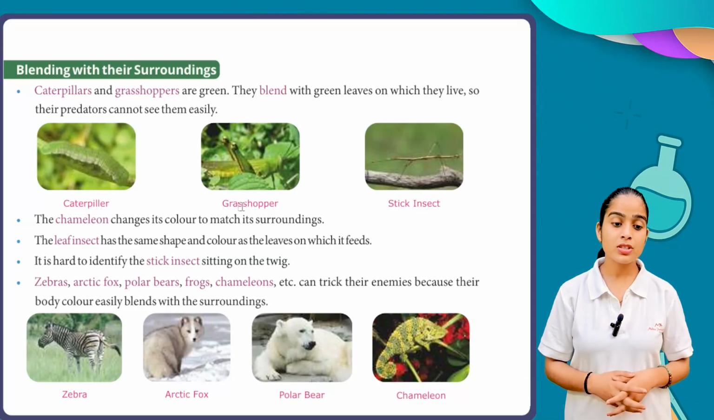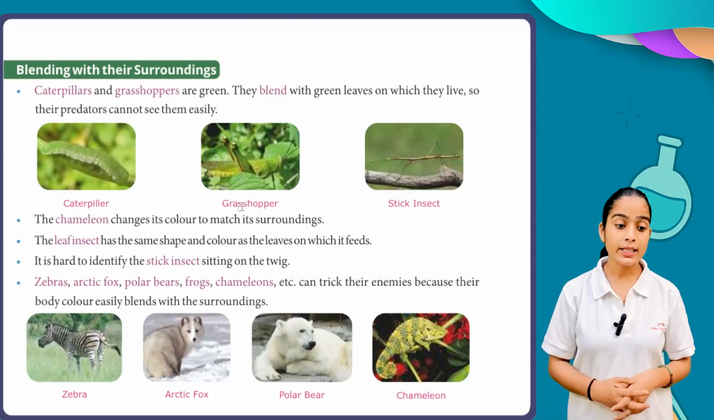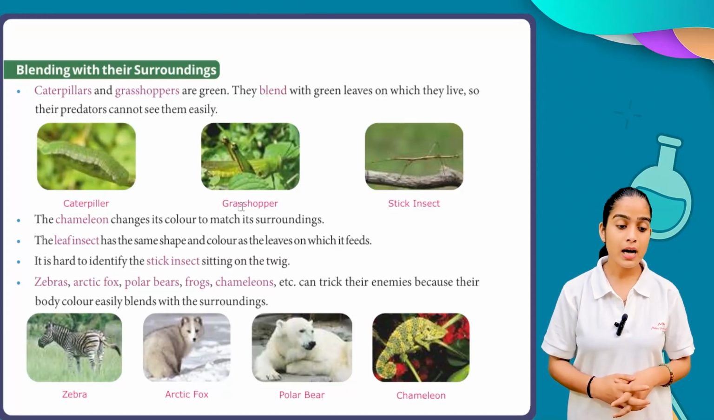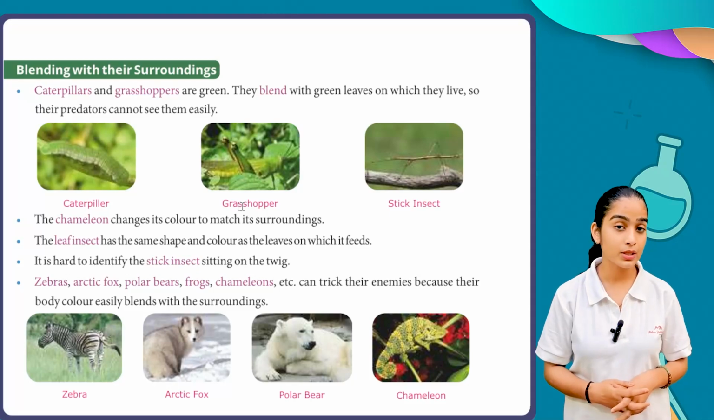The chameleon changes its color to match its surroundings. The leaf insect has the same shape and color as the leaves on which it feeds. It is hard to identify the stick insect sitting on the twig. Zebras, Arctic foxes, polar bears, frogs, chameleons, etc. can trick their enemies because their body color easily blends with the surroundings.